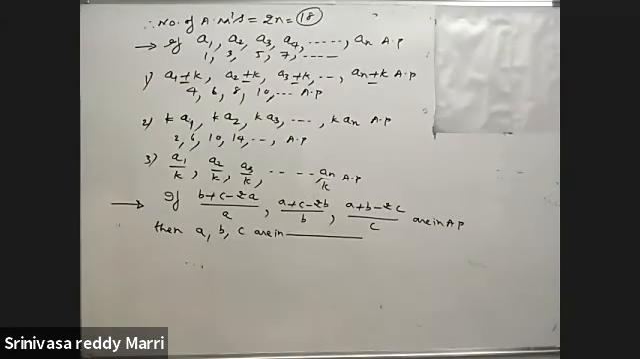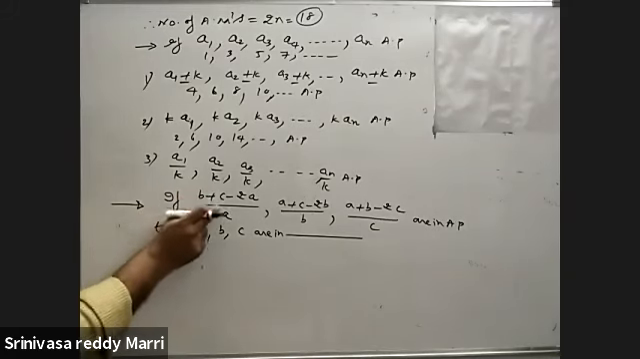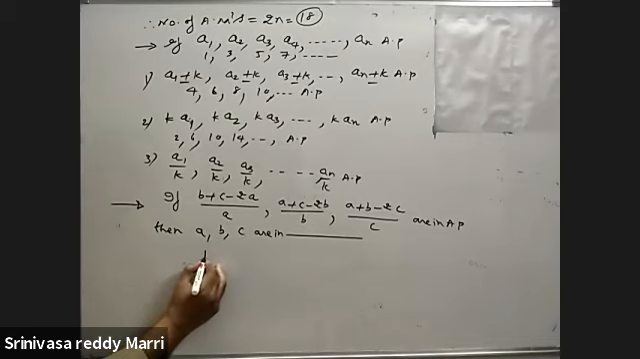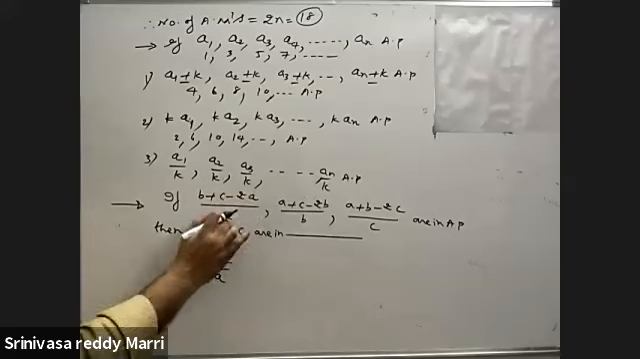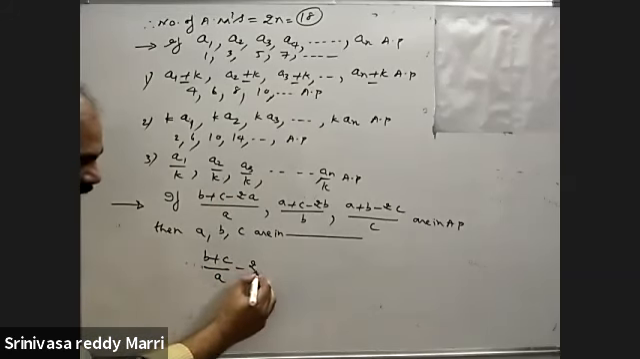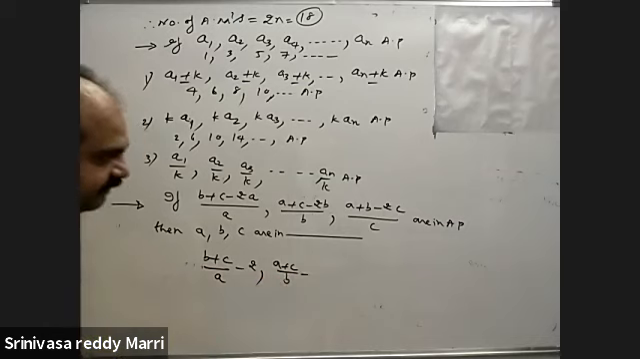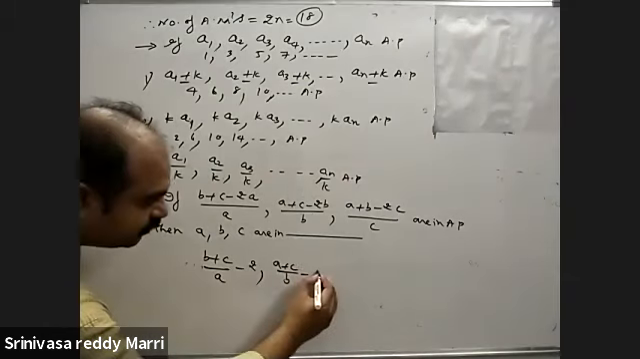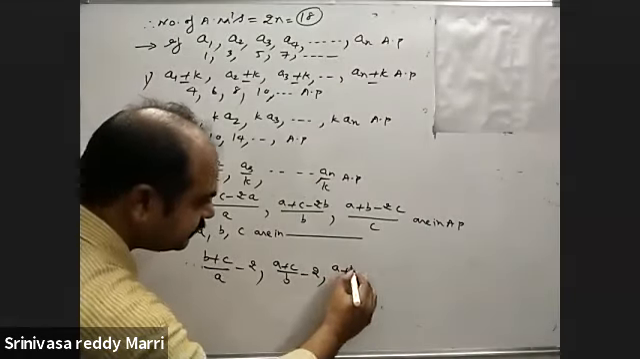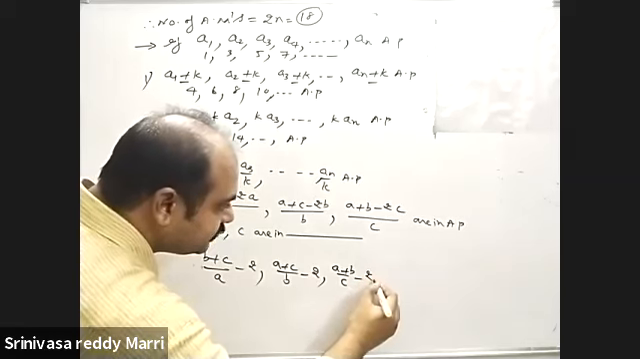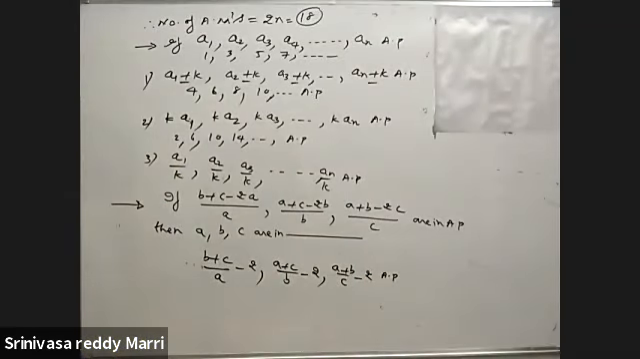Now what I am doing is splitting (B plus C) by A. I am writing it like this: (B plus C) divided by A minus 2A divided by A, that is 2; then (A plus C) divided by B minus 2; and (A plus B) by C minus 2. So they are given as AP.